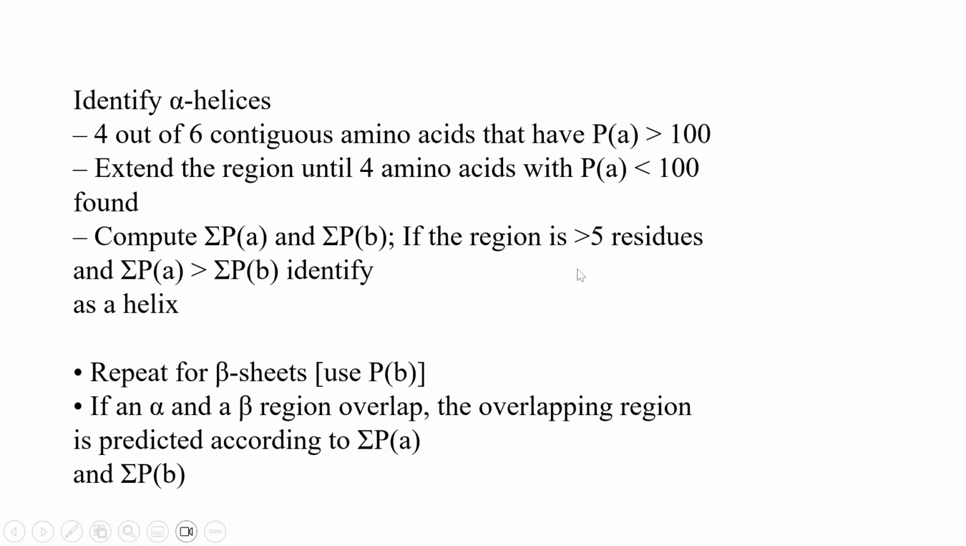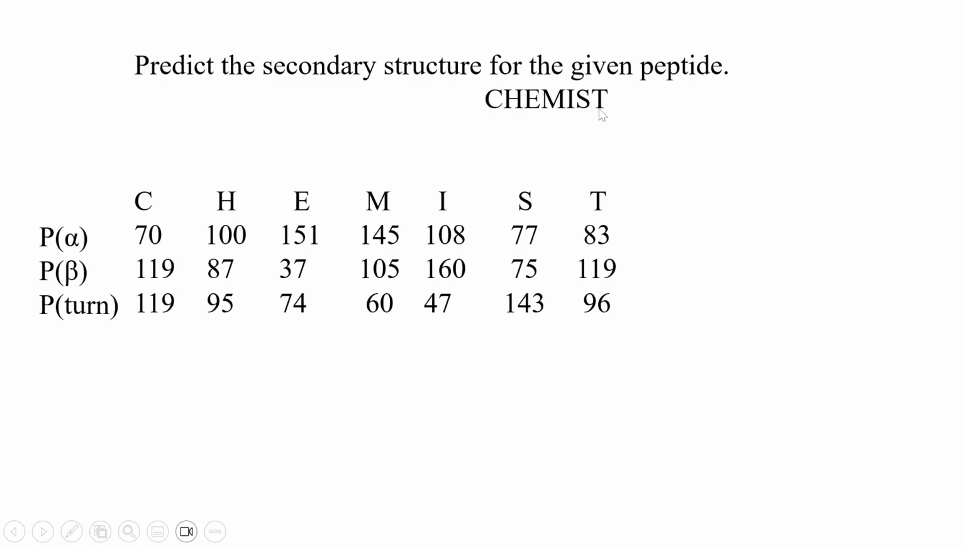Now what does the rule say? We have to take 6 contiguous amino acids and see, out of those 6, if 4 are more than 100. So I'll take 1, 2, 3, 4, 5 and 6. Sorry, from C to S, if you see 1, 2, 3, 4, 5, 6. So out of these 6, if I see more than 100: 1, 2, 3 and 4. So 4 amino acids out of 6 contiguous amino acids have a P value of more than 100 for alpha helix.